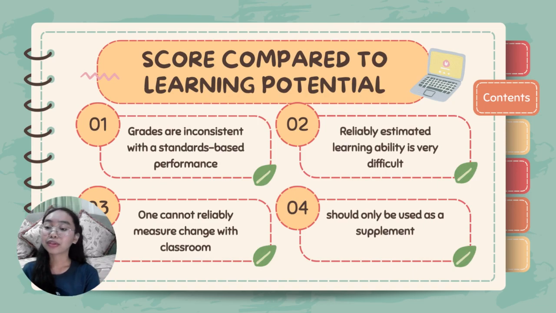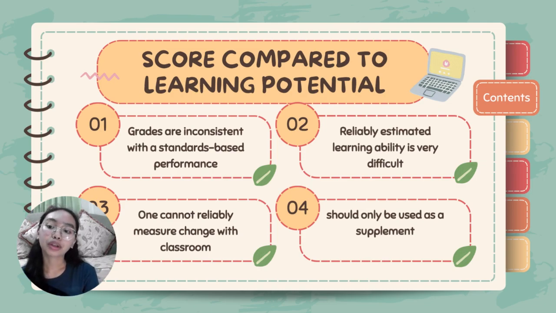We have learned about the relative and absolute grading, wherein the former depends on your rank while the latter is based on a specified performance standard. I am Yuan Sap and we will now delve deeper into the score compared to learning potential. Talking about this part of Module 7, score compared to learning potential can be determined by teachers through the past performance of the students.